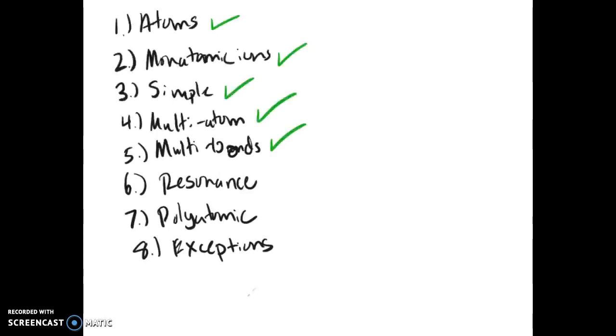And just for a quick refresher on where we left off, we talked about single atoms, monatomic ions, simple molecules, multi-atom molecules, and multi-bonds. So now we are on number 6, resonance structures.